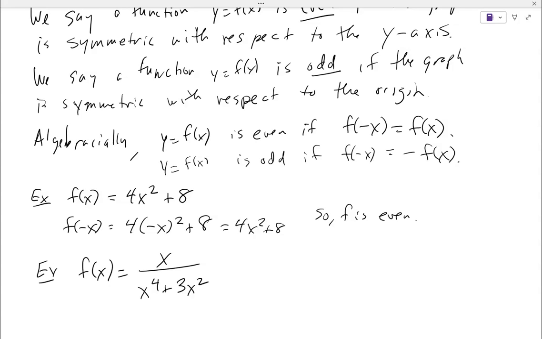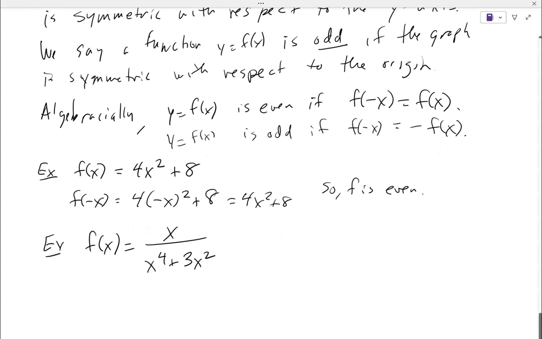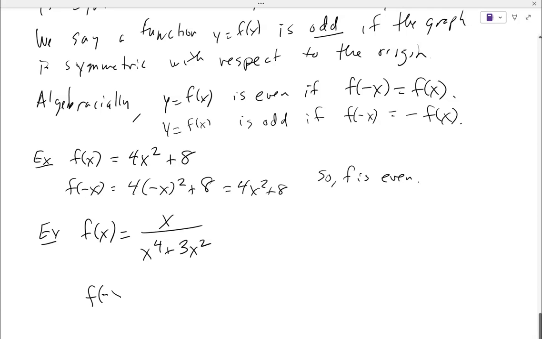Let's start with a little bit more complicated function. Let's say our function is x over x to the 4th plus 3x squared. Again, if you're asked whether it's even, odd, or neither, your first step is always replace the x's with minus x every single time, okay? So I do f of negative x equals negative x over negative x to the 4th plus 3 times negative x squared.